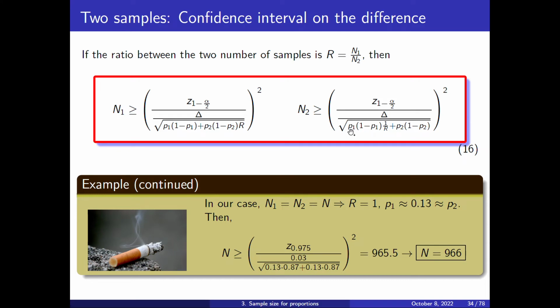For instance, in our case, we wanted both groups to be of the same size, so R is equal to 1, and P1 and P2 are approximately 13%. So we have that N should be larger than 9066. We need a lot of people because we wanted the delta to be very small, so we wanted to construct a very precise confidence interval.